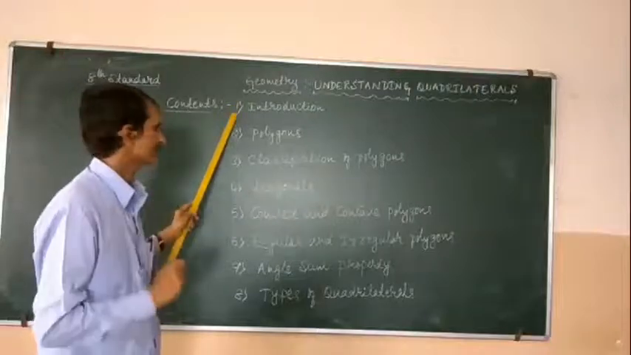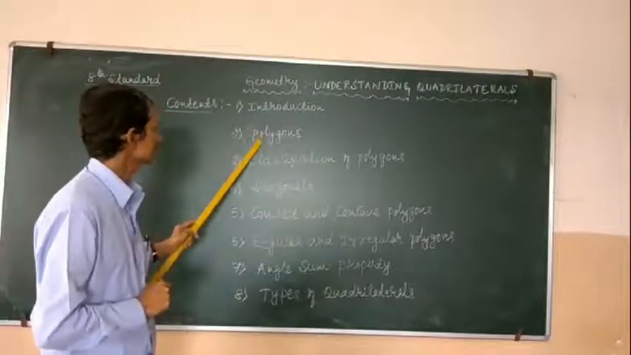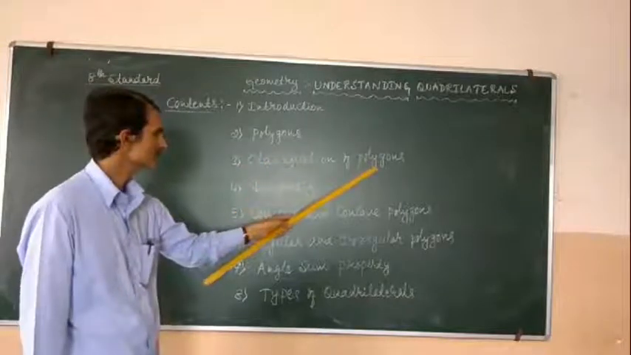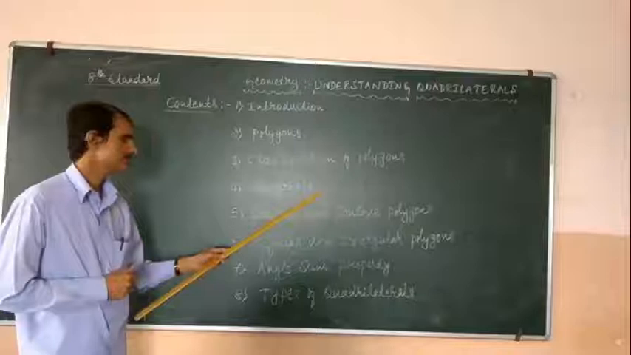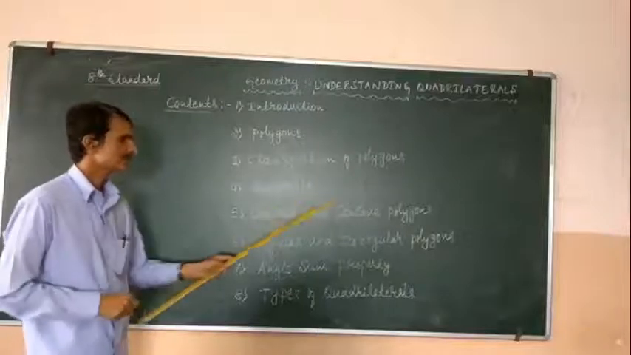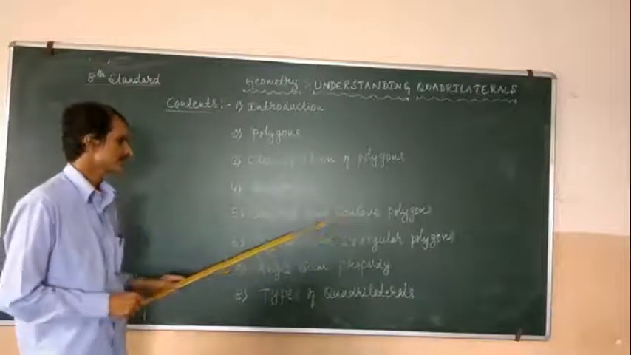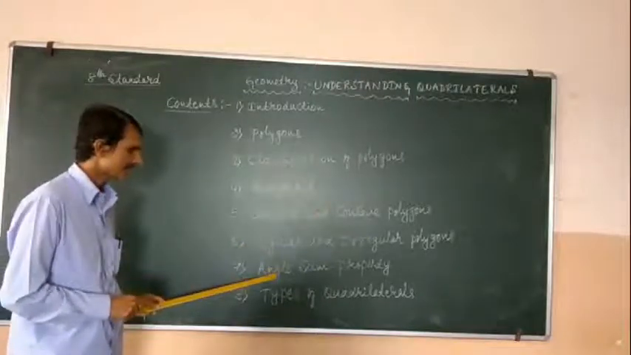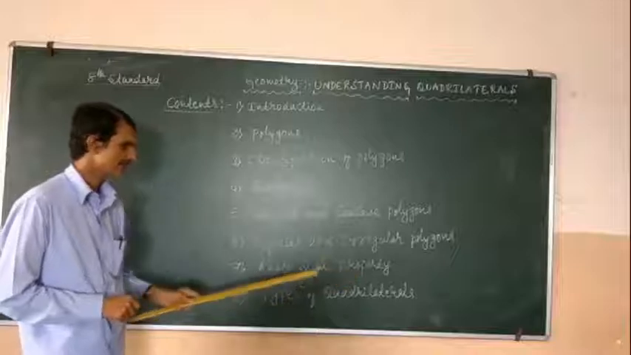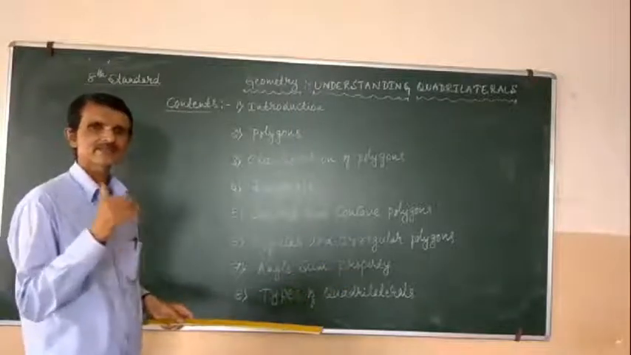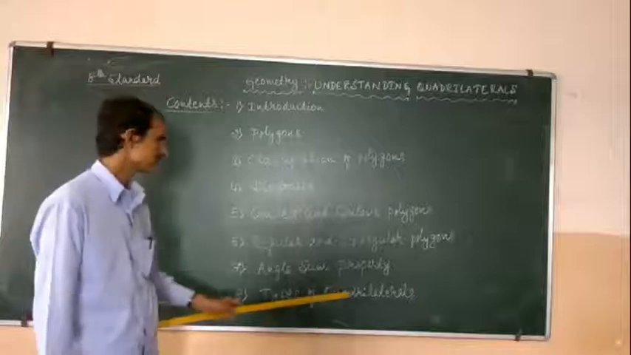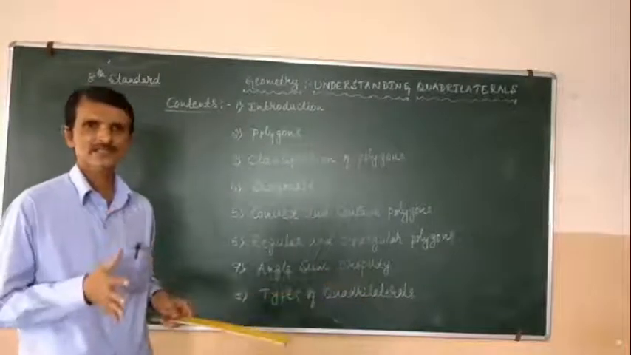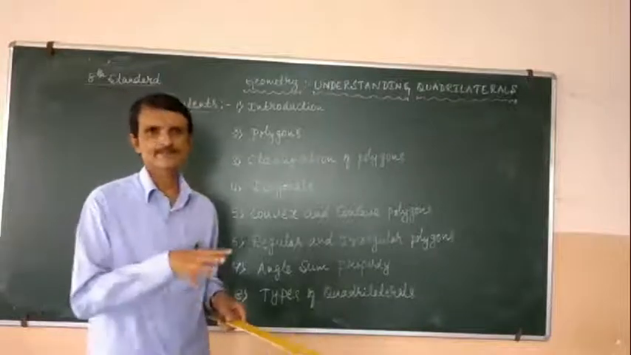In this chapter the contents you are going to study are: first, the introduction; second, polygons; third, classification of polygons, diagrams of the polygons, convex and concave polygons, regular and irregular polygons, angle sum property. And lastly, we will study the types of quadrilaterals, that means the different types of quadrilateral. So we are going to study them.